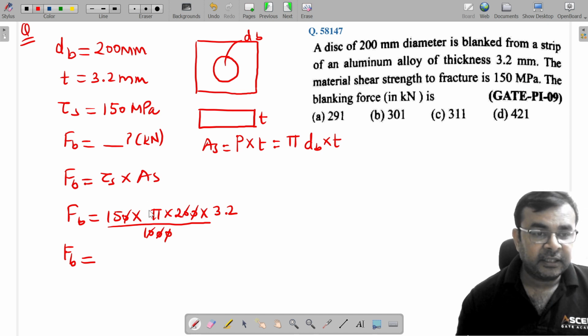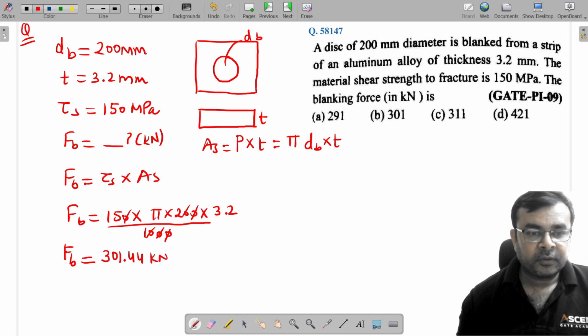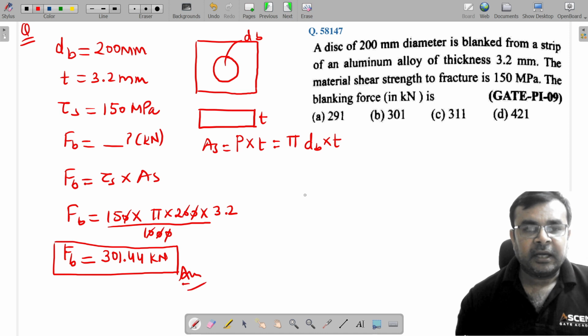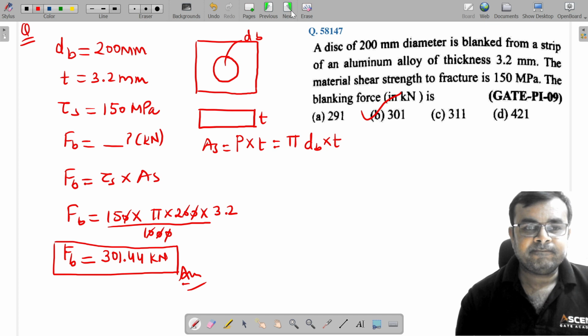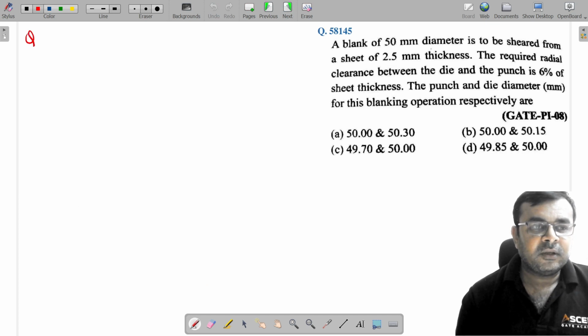So here we get 301.44 kilonewton. This is the right answer. And according to this, the correct choice will be option B. Okay, so let's see another question.